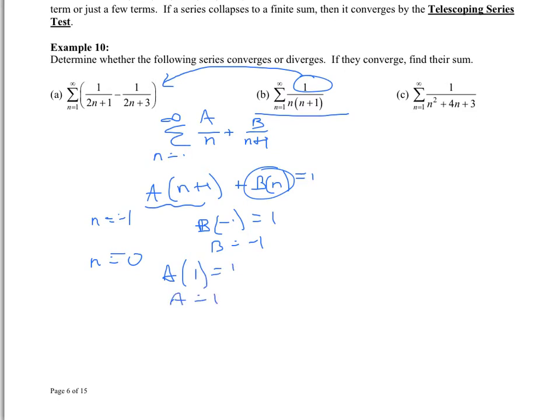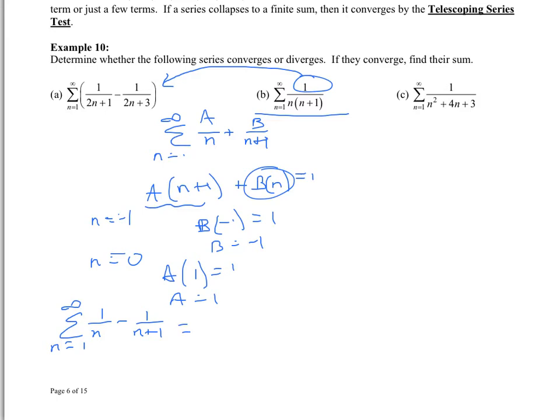So our fraction will break down to the sum, as n goes from 1 to infinity, of A over n, which we said was 1, so 1 over n, and then B over n plus 1, and B is negative 1, so I'm going to write it as minus 1 over n plus 1. So there we have that nice minus sign, which hopefully is going to lead to that cancellation of terms in the middle, and we would hopefully then end up with the series converging to a finite number.